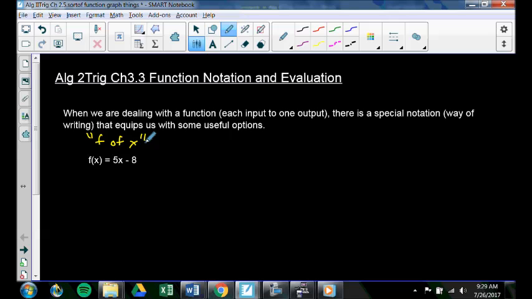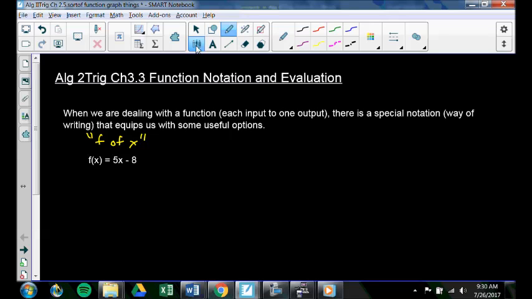F of x just means y. This is the same as y equals 5x minus 8. And so people ask the question, well, if it just means y, why not just use y? Because having this function notation lets us do a couple really quick and useful things. First of all, it lets us know we have a function. So we know that whatever we plug in for x, there's only one possibility of getting something out for y. That confidence is very useful, knowing you have a function.